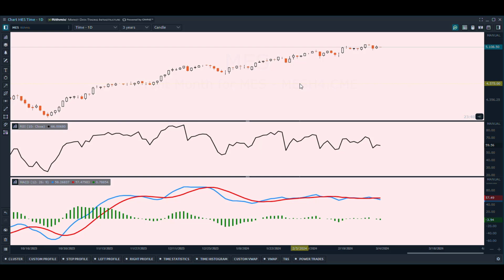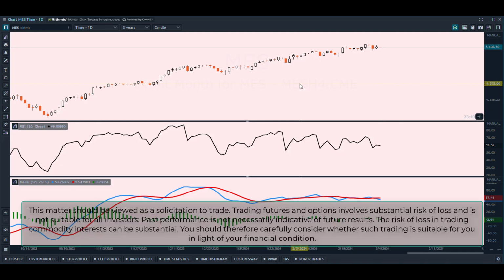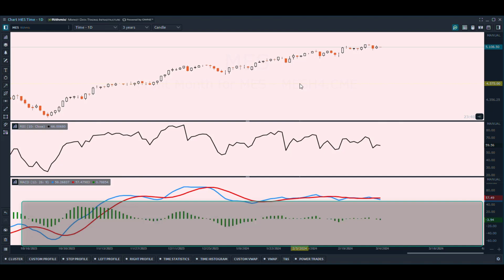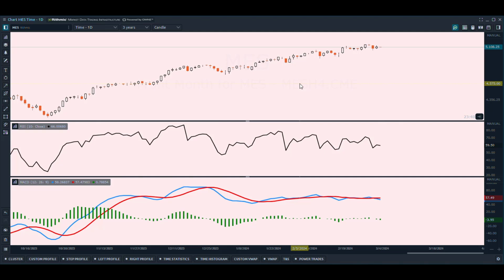Hey everybody, today we're going to go over what is bearish divergence in the markets, what indicators you can see bearish divergence on, and what are the most common misconceptions about bearish divergence, also known as negative divergence.